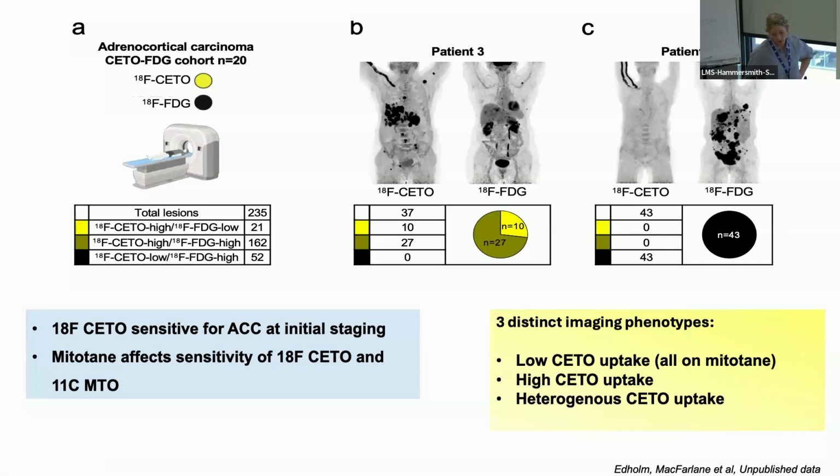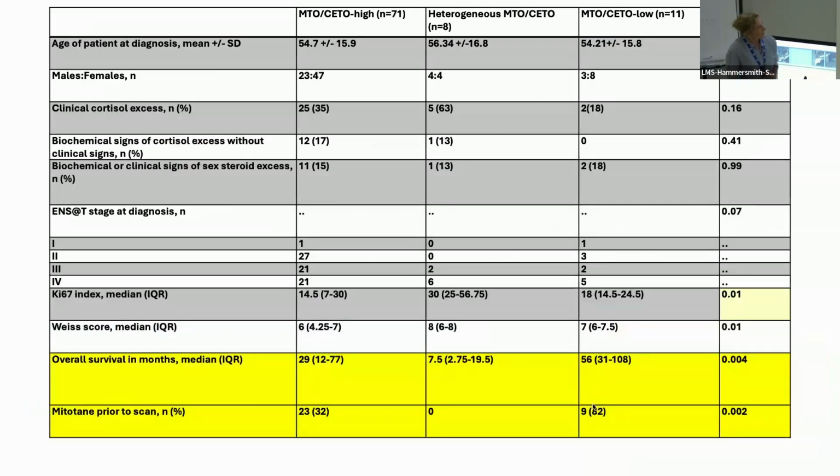And then we had a third category of patients where the imaging phenotype was classified as heterogeneous. So these were patients where some of the lesions had high uptake on 18F-CTO, but other lesions did not have uptake on 18F-CTO. This table here is just to show you some of the differences in terms of the clinical findings, if you like, of the three imaging phenotype cohorts. So the high CTO uptake, the low CTO uptake, and the heterogeneous imaging phenotype.